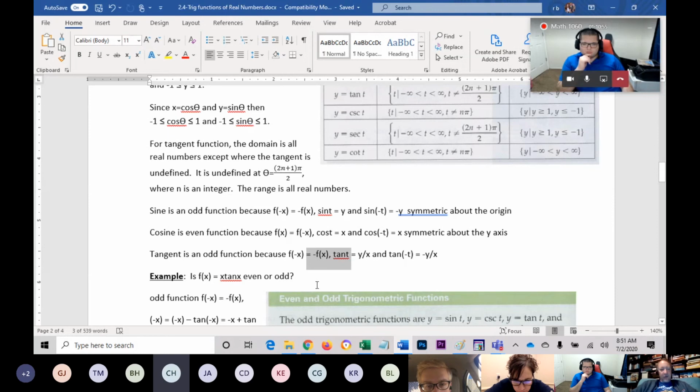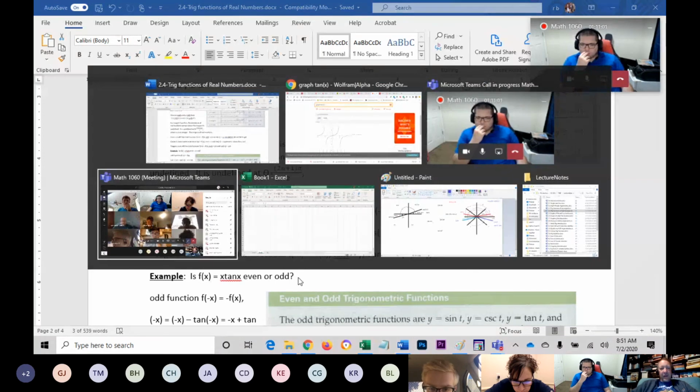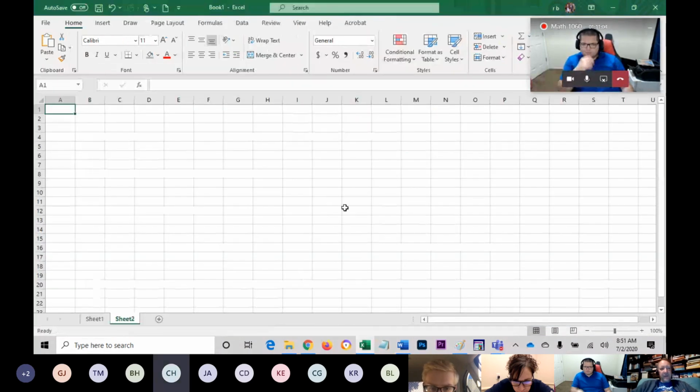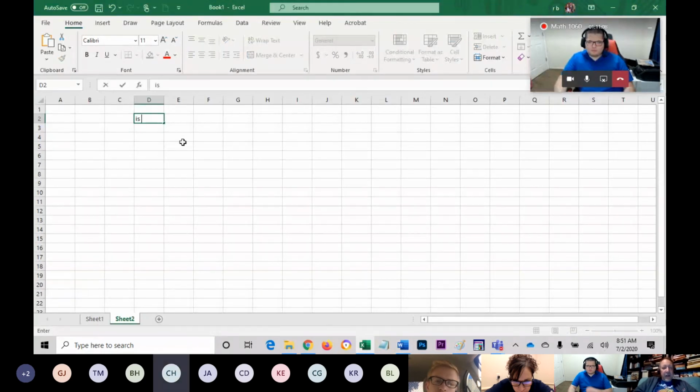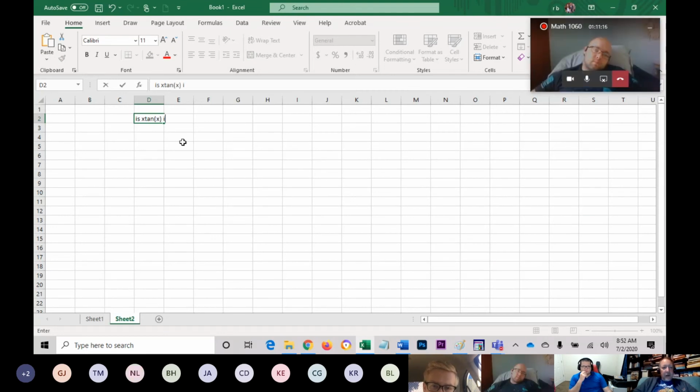Maybe I should go into a little bit more detail. So now let's do this one. This is where I wish I had a piece of paper, but we're going to try to do this in Excel. I think this will work. So now the question is: is x times the tangent of x odd or even?